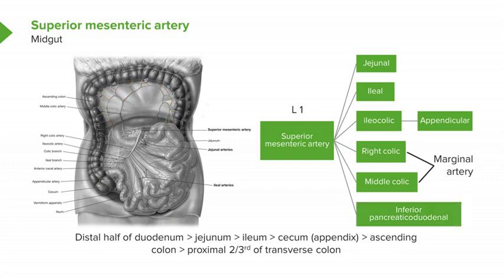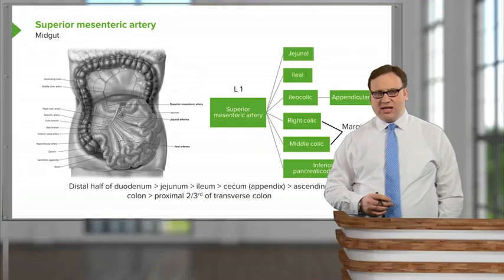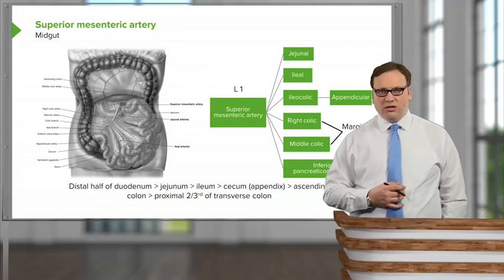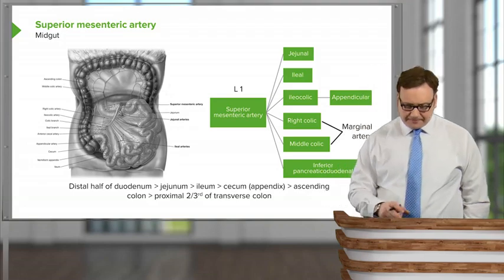And we've got the inferior pancreatico-duodenal that we've spoken about. So the midgut, extending from the distal half of the duodenum to the proximal 2/3 of the transverse colon, that stretch of the GI tract is supplied by the superior mesenteric artery.